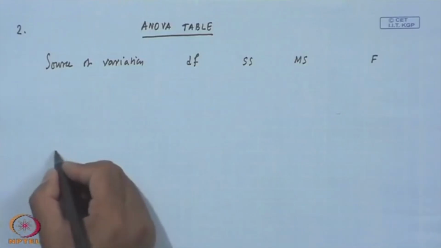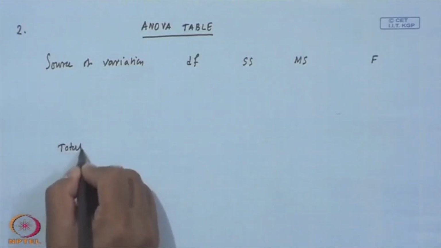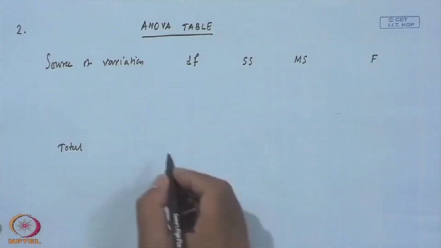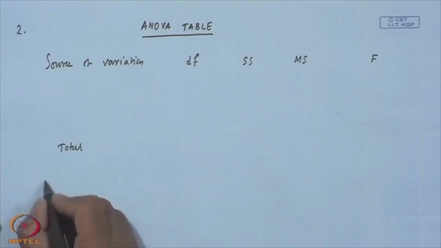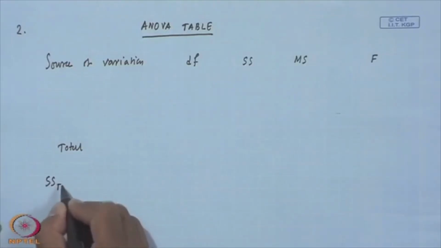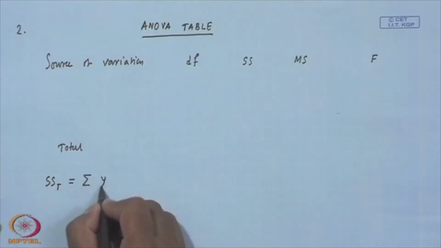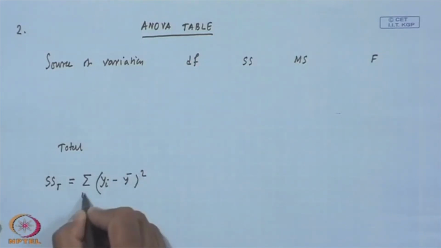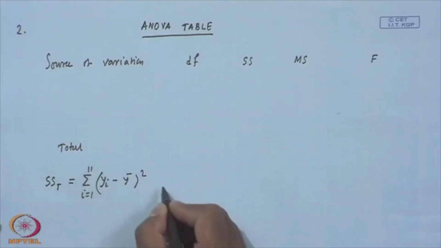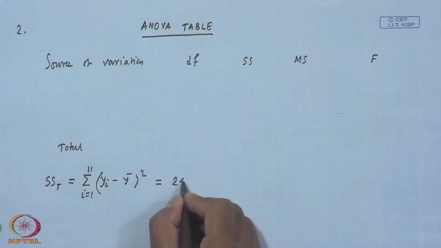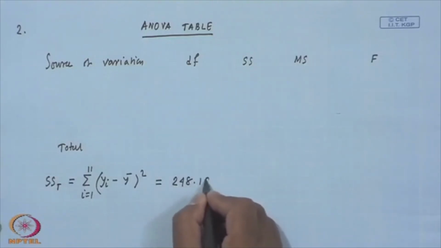Okay. The source, total variation, that is SST. So, SST is equal to summation y I minus y bar square, I is from 1 to 11, and you can check that this is equal to 248.18.